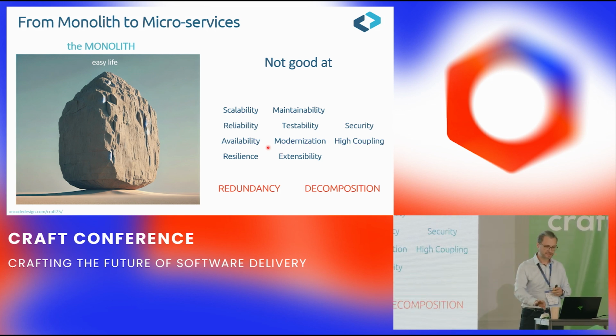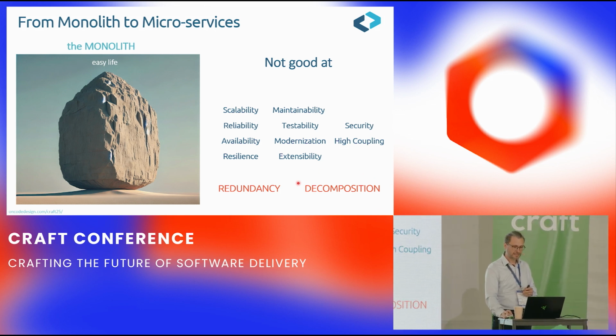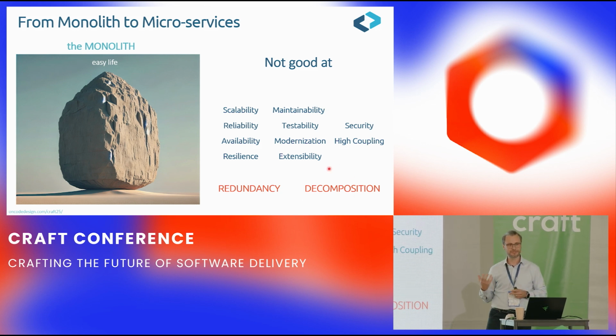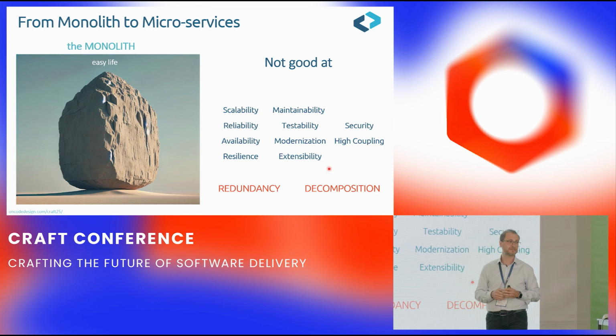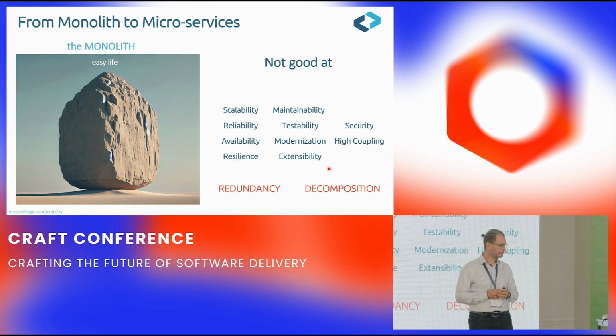So most of these things on the right are because we don't have a good decomposition in our system. Modernization is another thing where monoliths are not that good. Again, it's all or nothing. You can't take a little piece of it and rewrite it in a different language or technology.